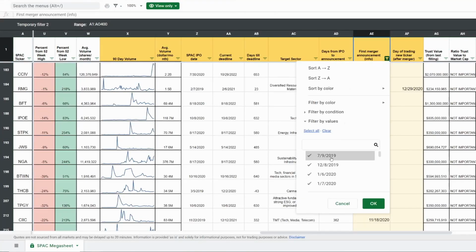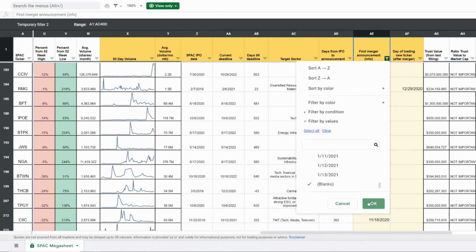So now that we acquired all this data, let's talk about what you can actually do with it. Let's do some basic sorting and making some averages from this spreadsheet. And this is really the whole idea of why I am gathering all the data. So let's say that you want to invest in the biggest SPAC on the market.